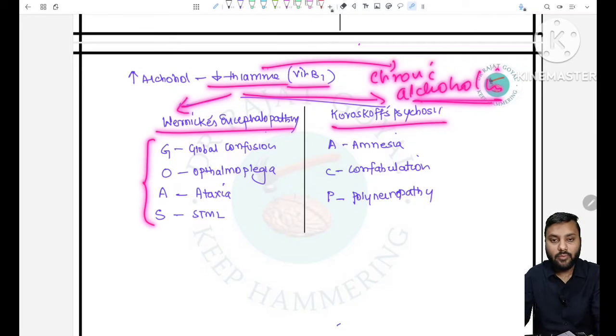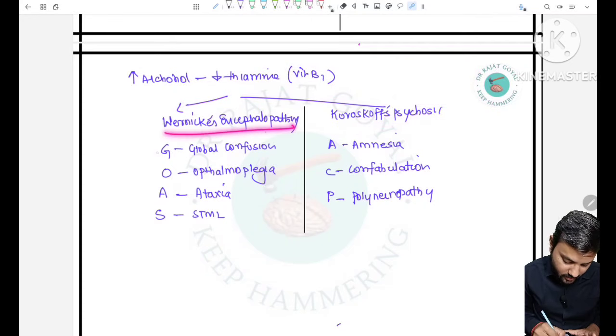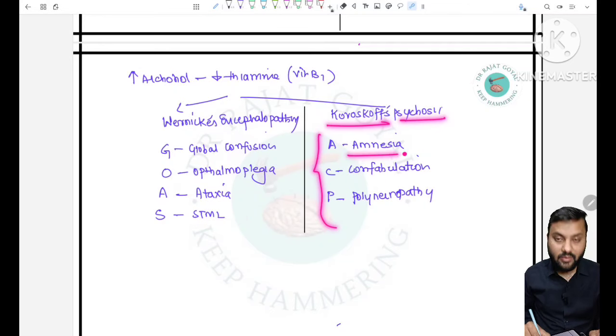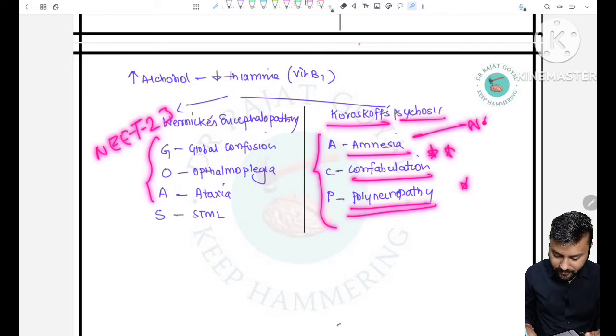So in Wernicke's encephalopathy, it is important for us to remember the GOA, which stands for G for global confusion, O for ophthalmoplegia, A for ataxia, and also the short-term memory loss will be there, STML. In Korsakoff psychosis, ACP will be there. ACP means amnesia, confabulation, which is very important, and polyneuropathy. So this is also added in NEET 23. Both of them are added.